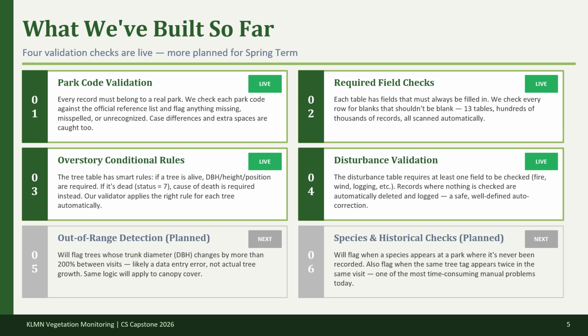The two coming in spring, out of range detection and species tracking, are planned. We also have a meeting at the beginning of spring term planned to see what other validations we can add, with an emphasis on historical data checking. I'll pass it to Austin now, who's going to show you what this actually looks like when you run it.